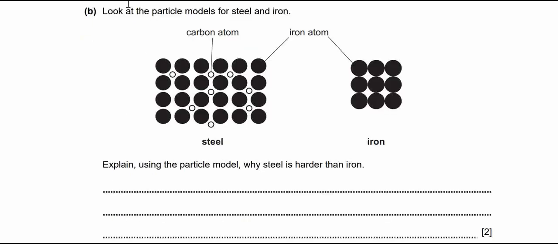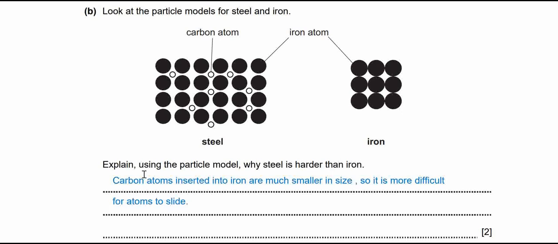Next, look at the particle model for steel and iron here. This is steel and iron. Explain using the particle model why steel is harder than iron. 10 seconds from now. Alright, time's up. Let's check out the answer. If you're not finished, you may pause this video, guys. A carbon atom inserted into iron is much smaller in size, so it's more difficult for atoms to slide. That explains why steel is harder than iron. Next, move to the next question.